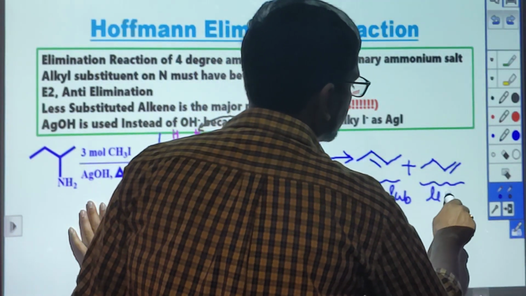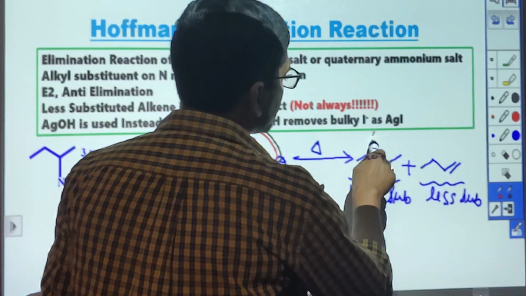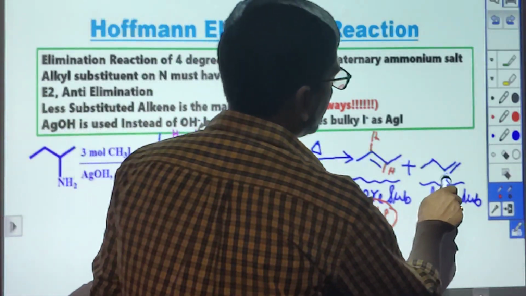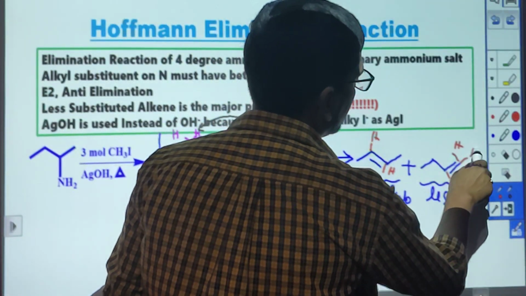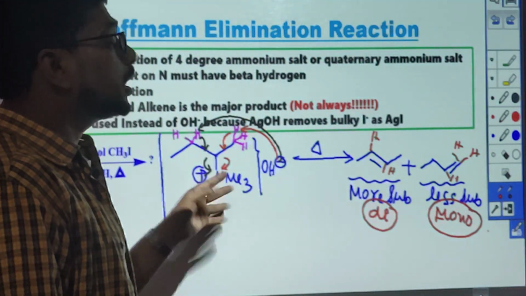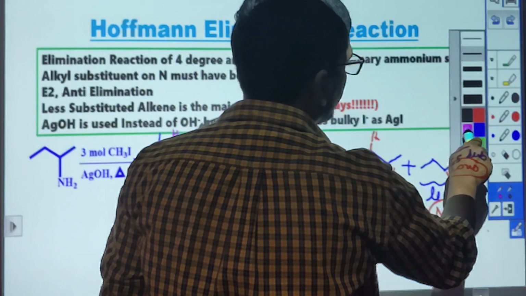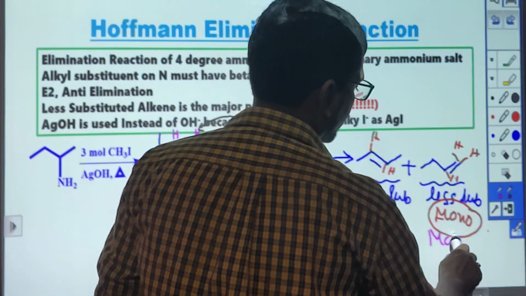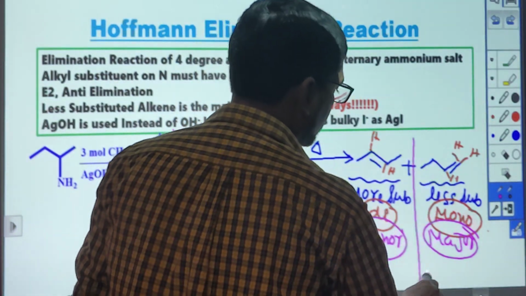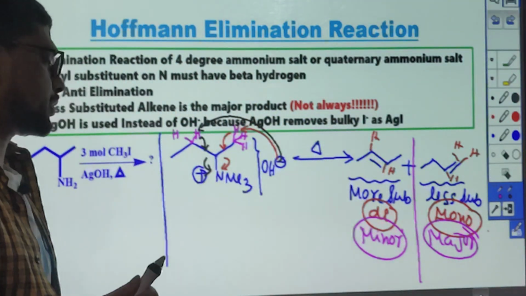This is the less substituted alkene. Beta, more substituted alkene. This is hydrogen, this is hydrogen, this is di-substituted, right? And this one basically has one hydrogen here, and 2 hydrogens are present here. So this is a monosubstituted alkene. In Hofmann elimination reactions of this quaternary ammonium salt, this will be my major product and this will be my minor product. Okay, done. So this is the major product, this is the minor product. This is basically known as Hofmann elimination reactions.